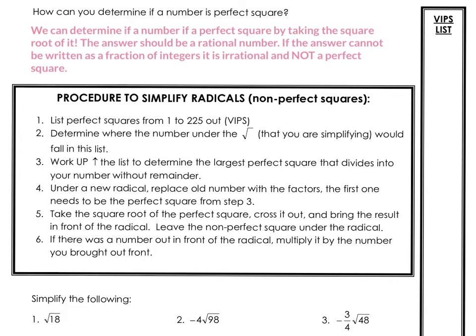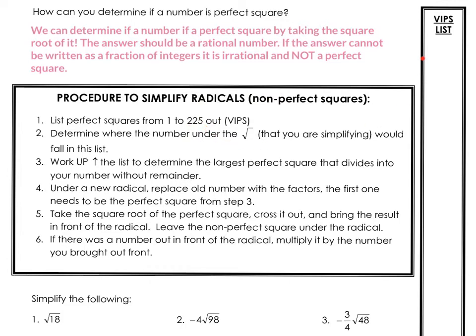Here's our procedure to simplify radicals, which are non-perfect squares. If it's a perfect square, we can just take the square root of it, and then that is the simplified version. But when they're not perfect, we have to simplify the radicals. So the first thing that we need is the list of perfect squares. I say from 1 to 225, because normally the range will be between that. If we needed to go higher, we could.